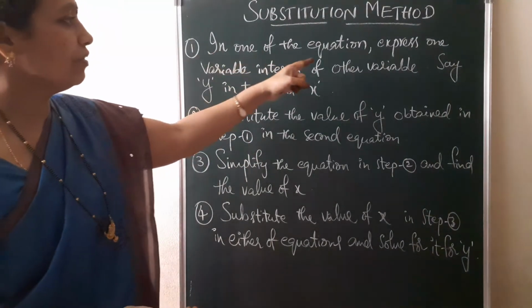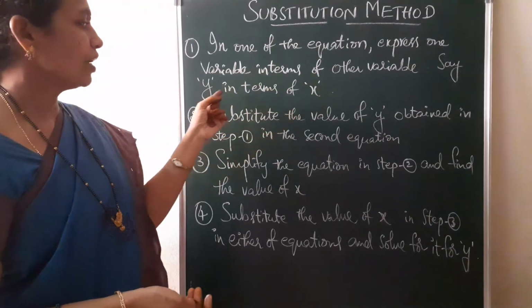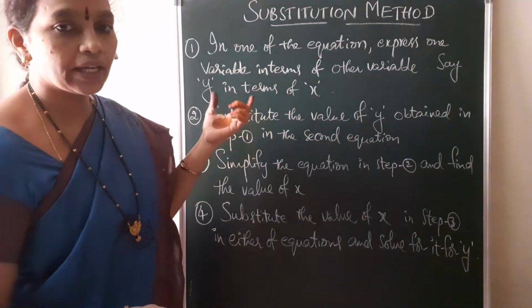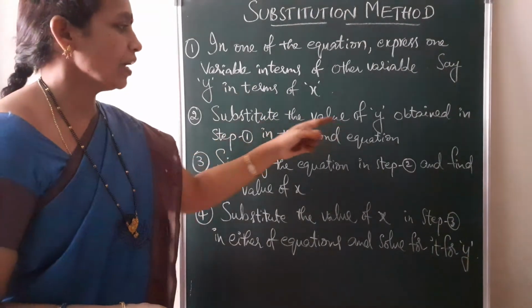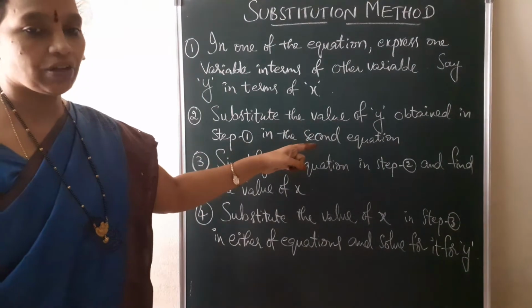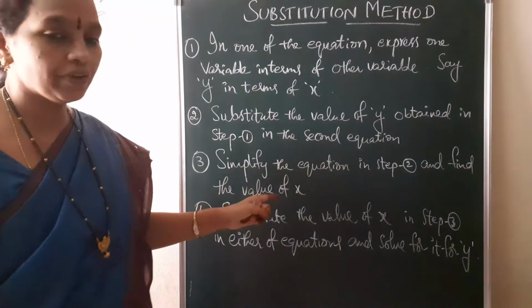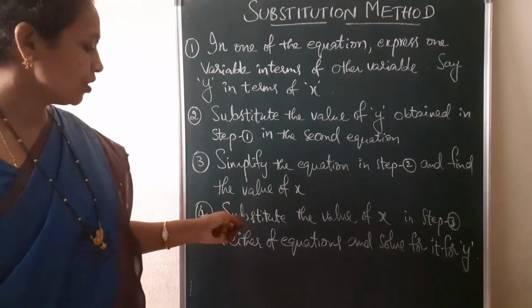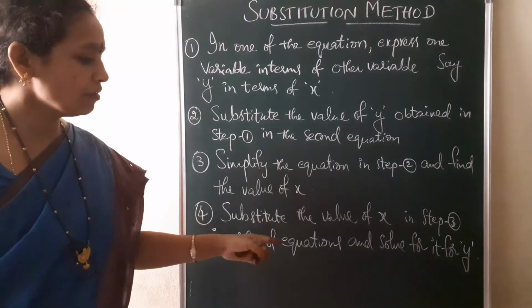In one of the equations, express one variable in terms of the other variable, say y in terms of x. Substitute the value of y obtained in step 1 in the second equation. Next, simplify the equation from step 2 and find the value of x. Next, substitute the value of x from step 3 in either equation.